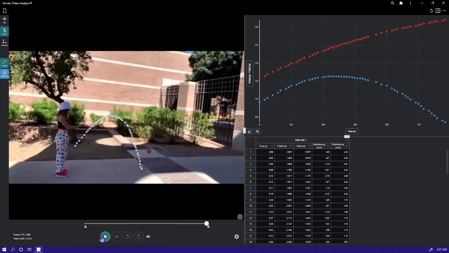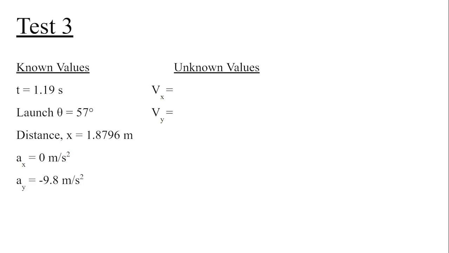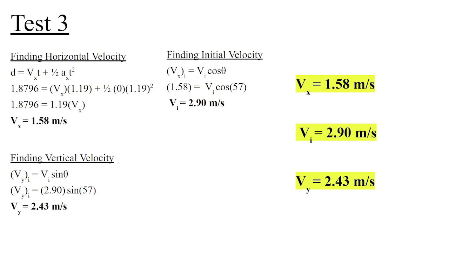Test 3 had the shortest distance thrown, measured at 1.8796 meters. Using the known values, we calculated our final vertical velocity. The initial velocity of test 3 was 2.90 meters per second. We used this to calculate our vertical velocity at 2.43 meters per second.